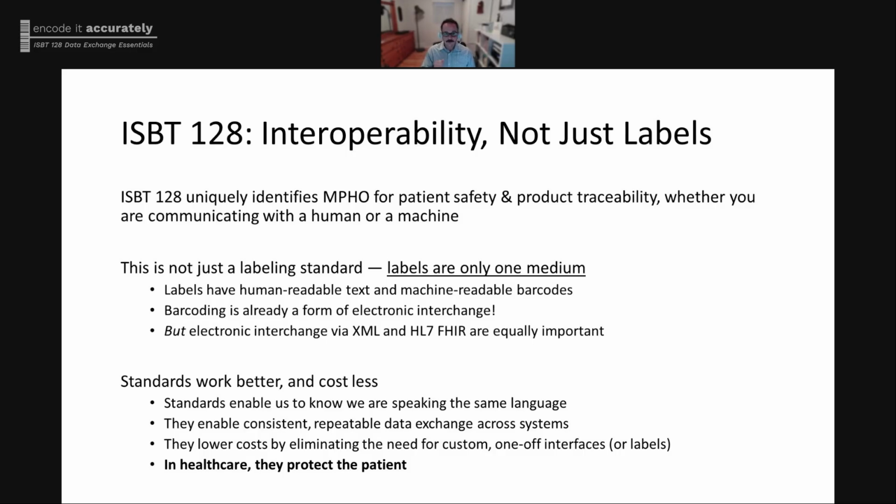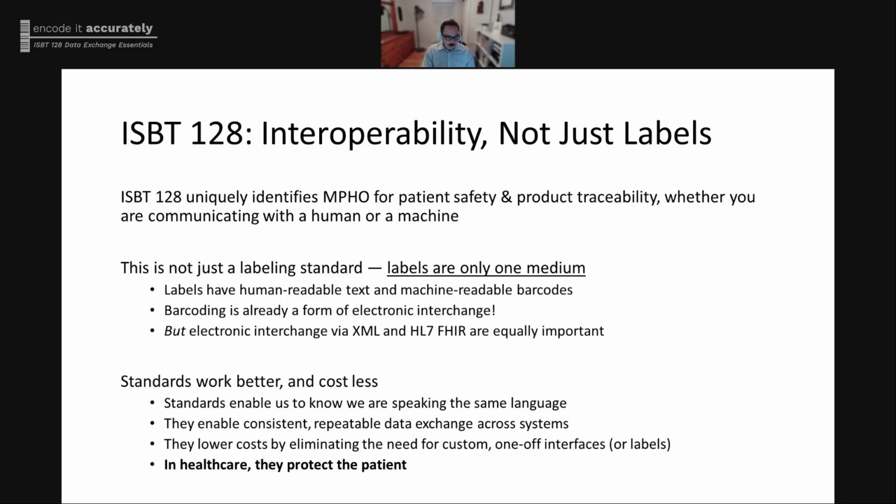Consider the kind of information on an ISBT 128 label and recognize that barcodes are already a form of electronic data exchange. It's also important to acknowledge that the coding tables and barcode data structures inherent to the standard establish consistent meaning, regardless of where you are in the world or what kind of MPHO you're working with. And this consistency is really part of why ISBT 128 is such an accessible and comprehensive standard with a lower barrier to adoption.